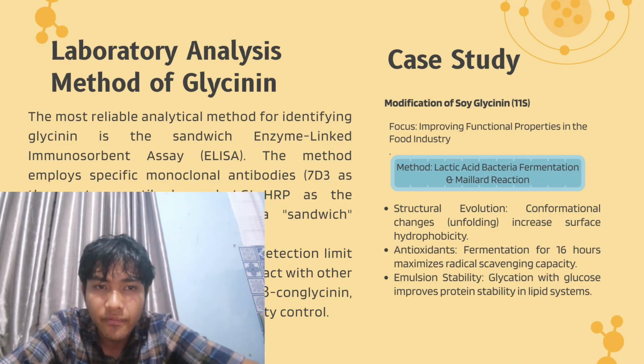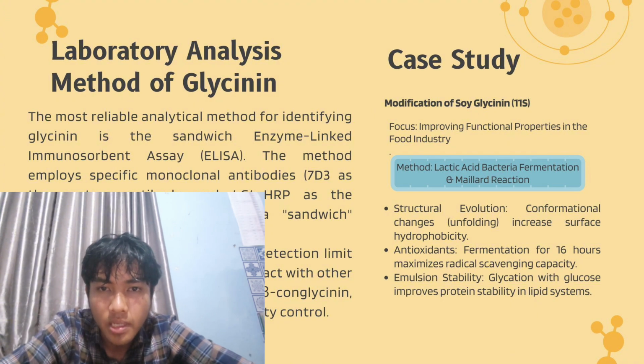Let's see the case study from the paper, modification of soy glycinin to improve functional properties in the food industry. Modifying glycinin through lactic acid bacteria fermentation and the Maillard reaction successfully induced protein unfolding. This effectively increased surface hydrophobicity, maximized antioxidant activity, and enhanced emulsion stability in food lipid systems.